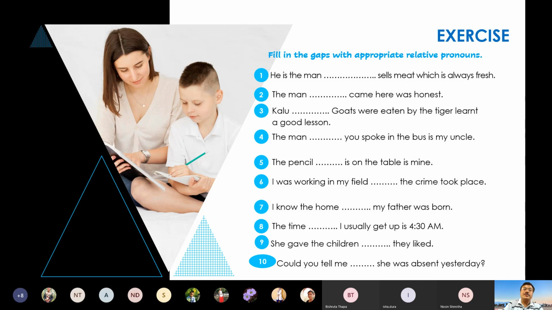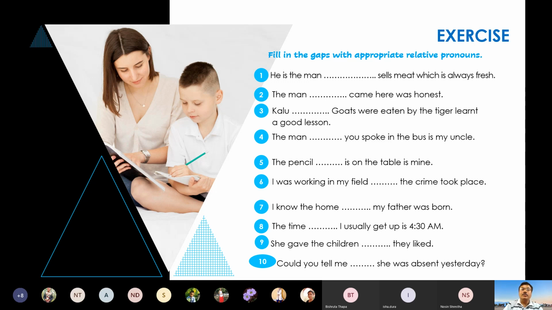Okay, and I was walking in my field when the crime took place. When. I was walking in my field when the crime took place. Somebody is trying to do something else there. I was walking, that is an action going on, and then the time is when the crime took place.